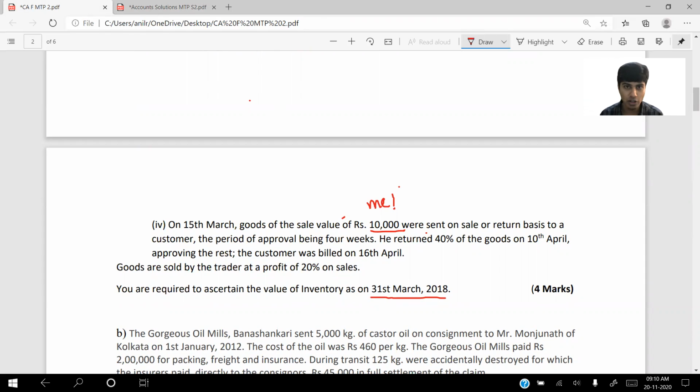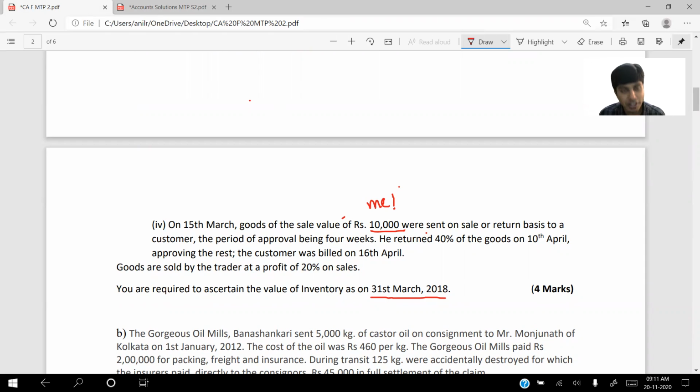Okay, sent on sale or return basis to a customer. The period of approval being 4 weeks. Now tell me what is the approval period? 15th of March I have sent. 4 weeks usually comes to 15th of April. So within 15th of April, he has to accept it or he has to return it. After 15th of April, it is assumed to be sold.